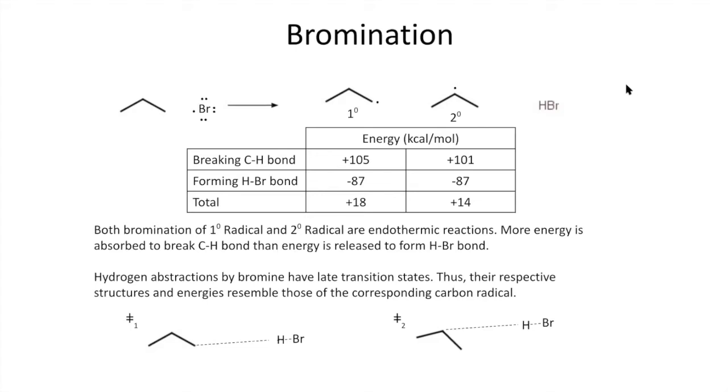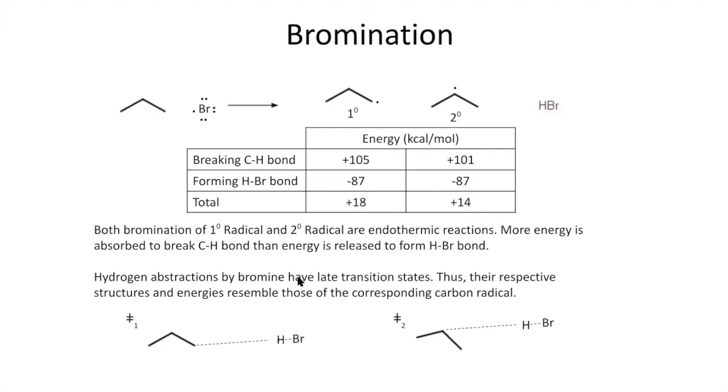So they're both endothermic. I worked it out here, or Nabaha worked it out. For a primary carbon-hydrogen bond, this bond takes 105 to break, whereas a secondary is a little easier to break, 102. They both release 87 when the HBr forms. And so they're both endothermic, plus 18 and plus 14. So the transition states, they both are endothermic.